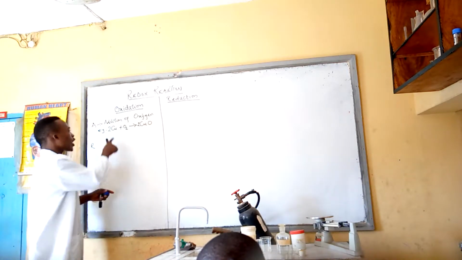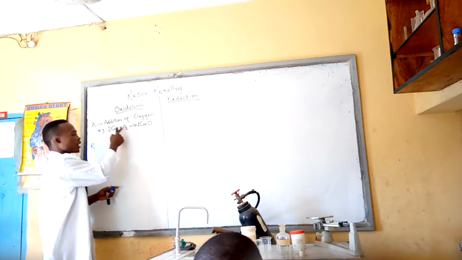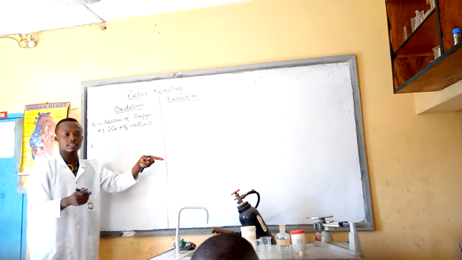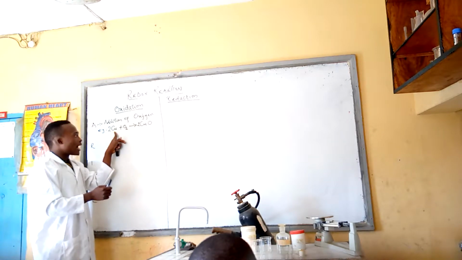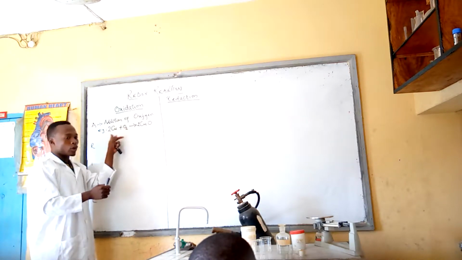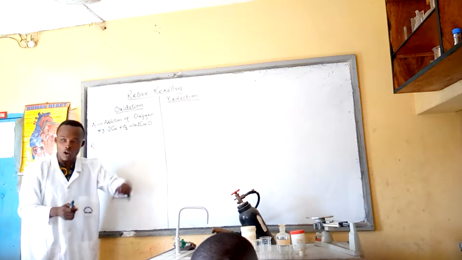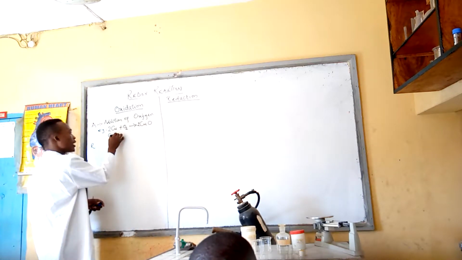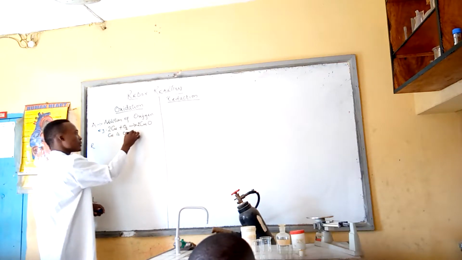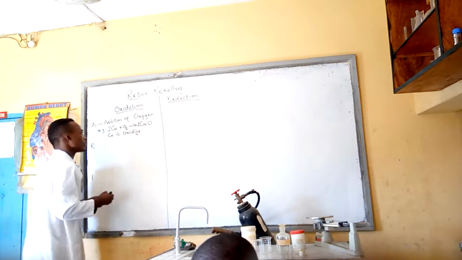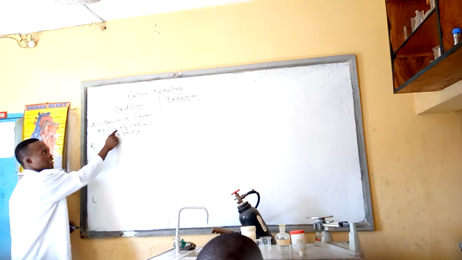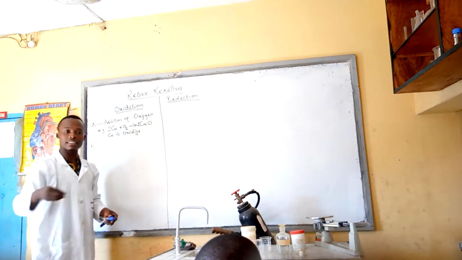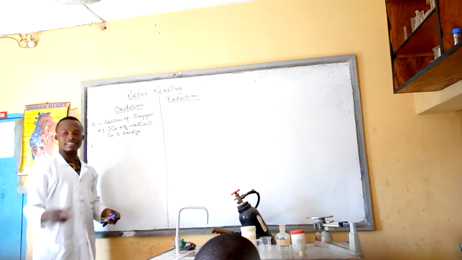Now, copper was there before, then oxygen was also here, but on the product side now we have copper oxide. Do you understand? Oxygen has been added to copper, which means that copper has been oxidized. Copper has been what? Oxidized. So copper is oxidized. Any element you see that oxygen has been added to, it means that element has been oxidized.